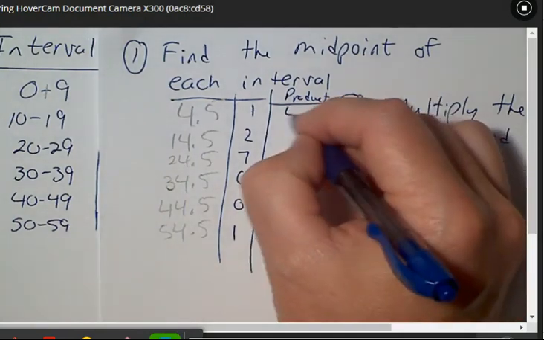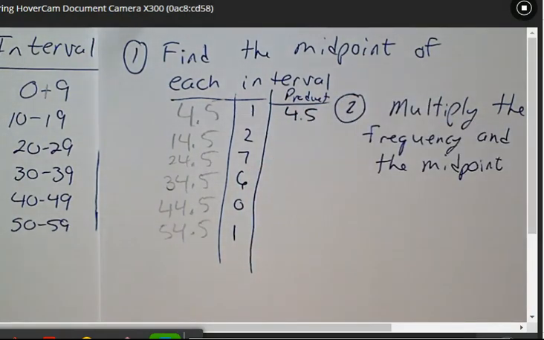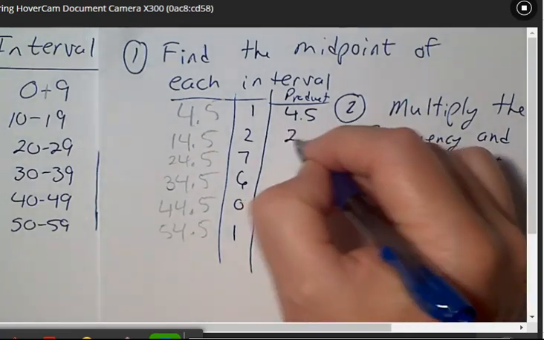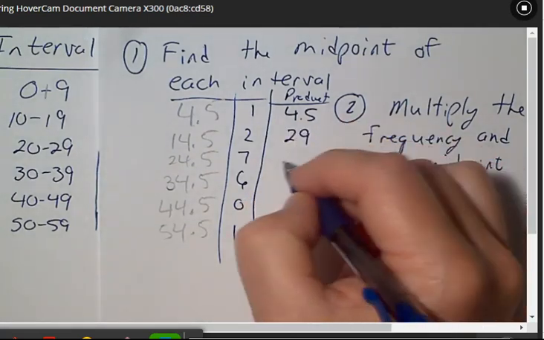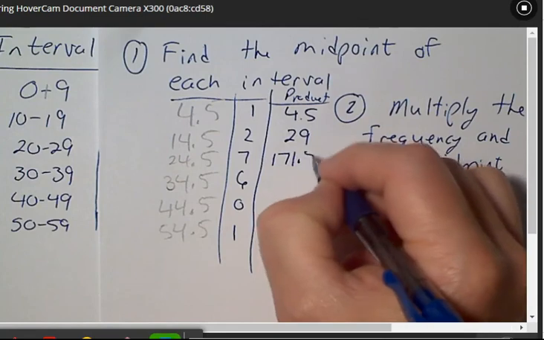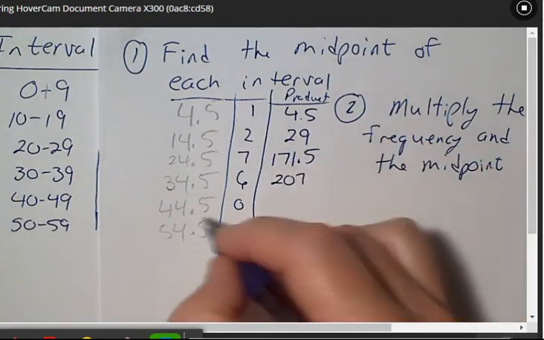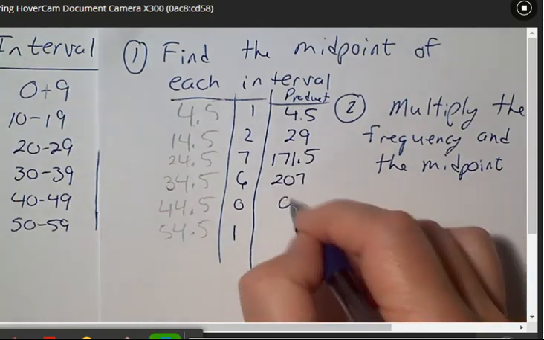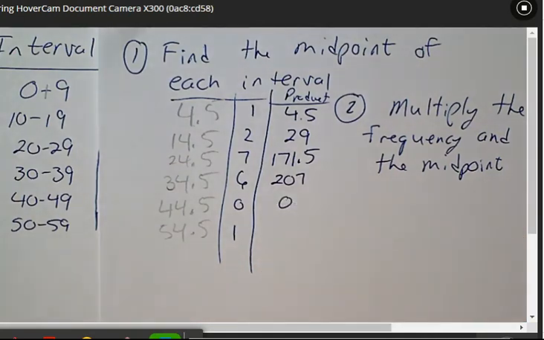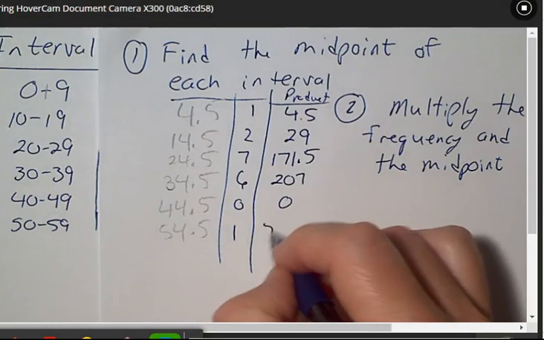Okay, so this one is 4.5, 29, 171.5. This is 207. This is 0. If you don't want to put that, that's fine, but we'll go ahead and put 0 just for a placeholder there. And then we've got 154.5.